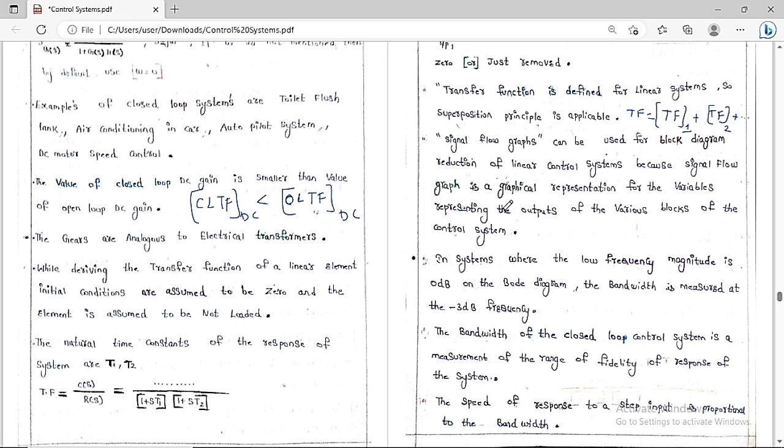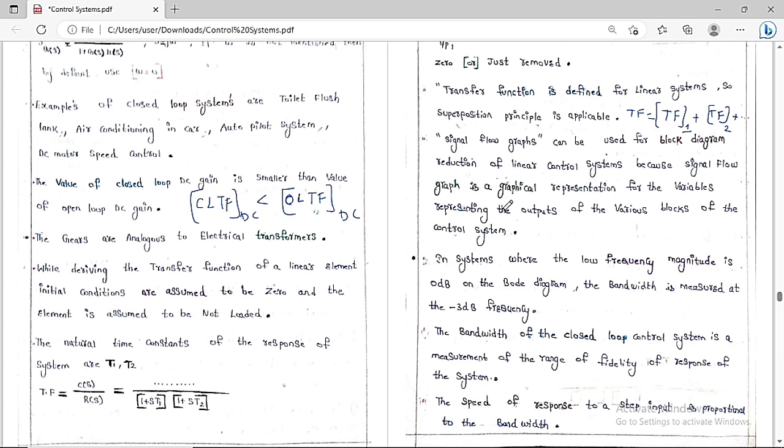So very simply, we can draw the signal flow graph of the block diagram by using the summing points as nodes as well as the takeoff points as nodes. Then we represent it, and with the help of Mason's gain formula, we can easily figure out the transfer function. Signal flow graphs can be used for block diagram reduction of linear control systems because a signal flow graph is a graphical representation of the variables representing the outputs of the various blocks of the control system.